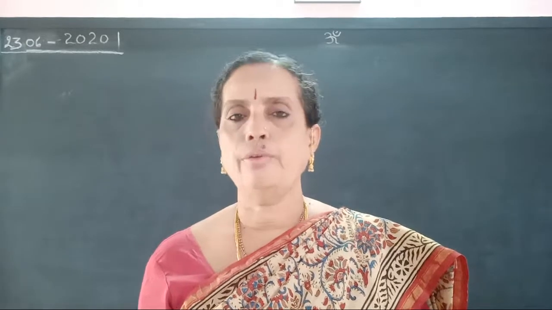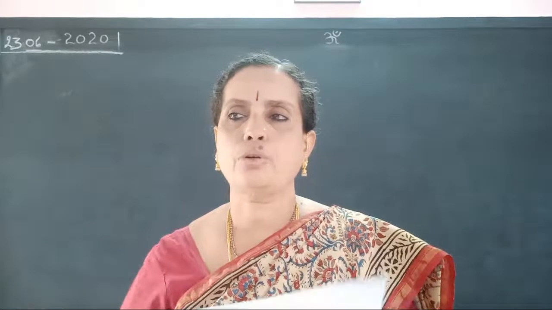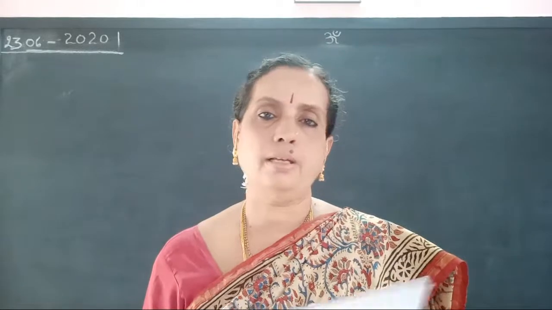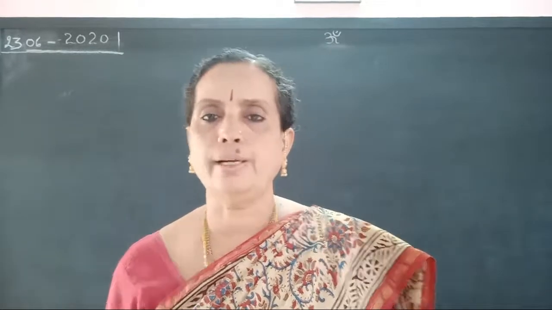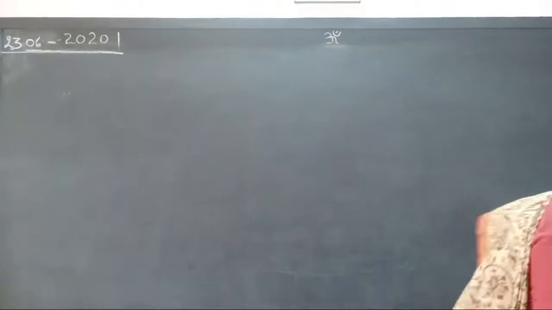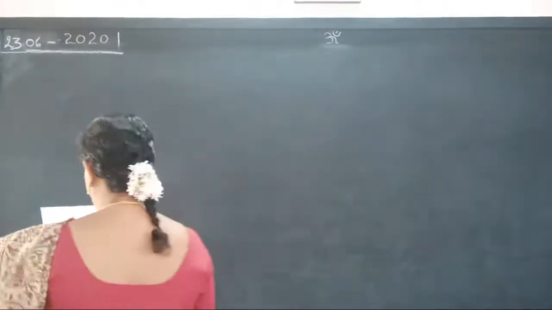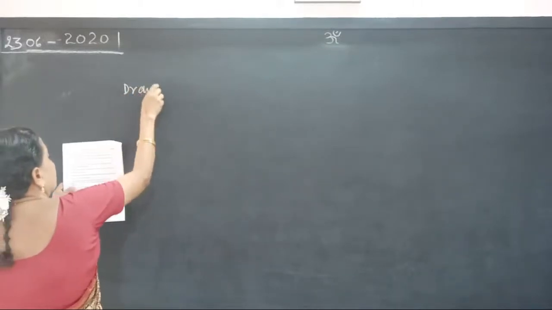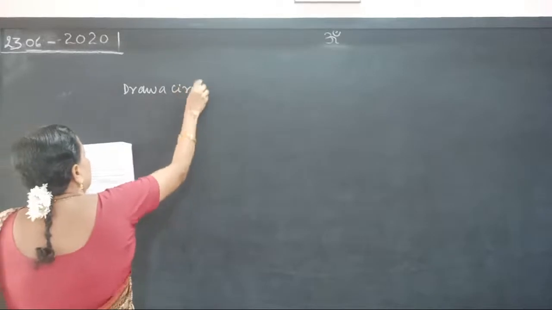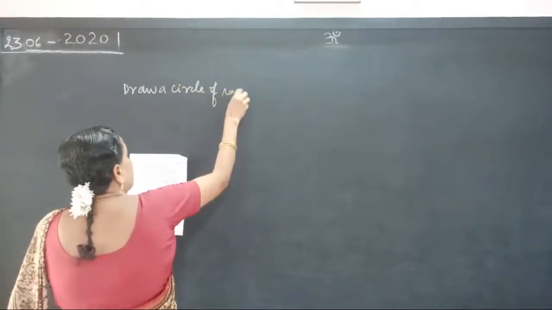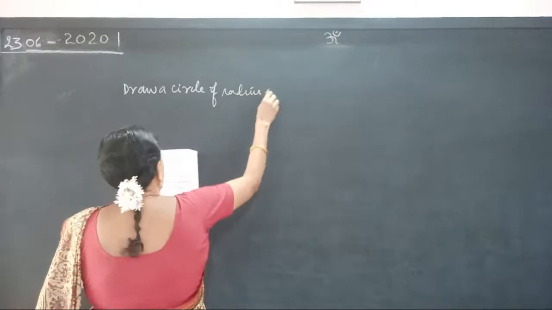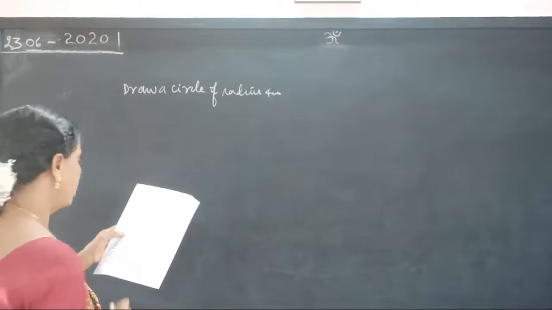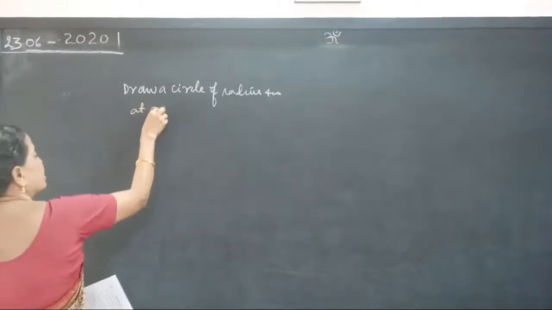Now I will go with the sixth question of your worksheet. Till 1 to 5 I discussed the type yesterday. Now the sixth question is a different type. Take the question: draw a circle of radius 4 cm. Then you have to construct tangents at an angle of 60 degrees.